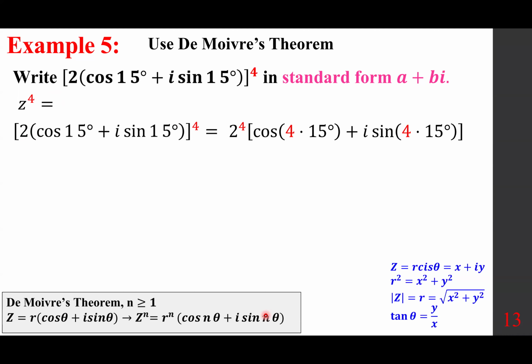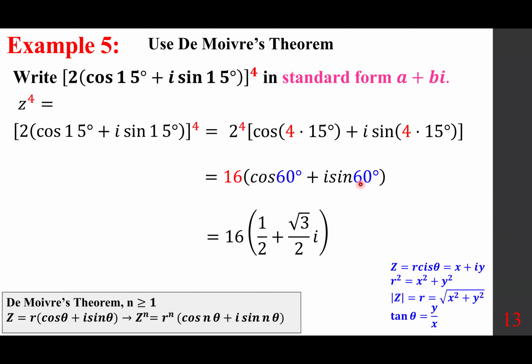And so this 2 to the power of 4 is 16. 4 times 15 is 60. Cosine of 60 is 1/2. Sine of 60 is square root of 3 over 2. 16 divided by 2 is 8. So it's 8 plus 8 square root of 3 i. It's very straightforward, everybody.